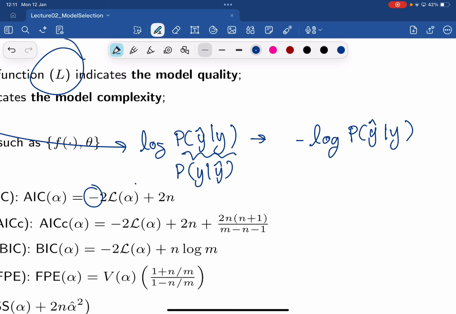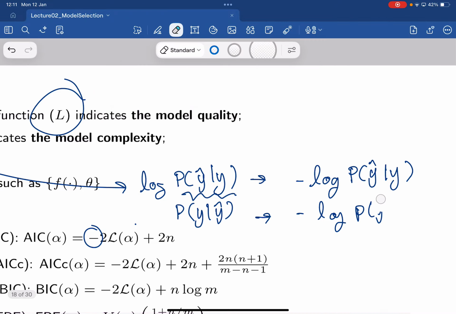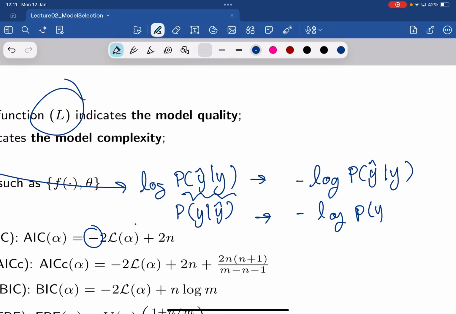Whichever is in the front is the same. I think the one on the top is the likelihood, and the one at the bottom is the posterior. But don't worry about that.